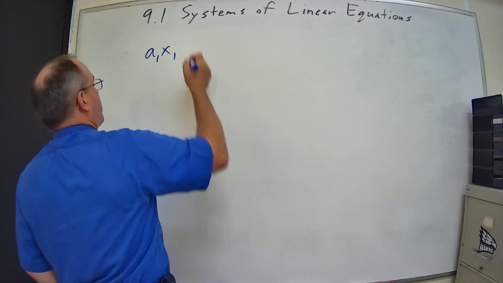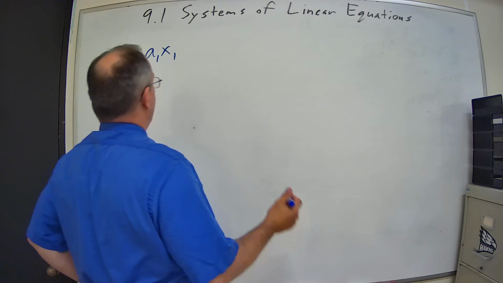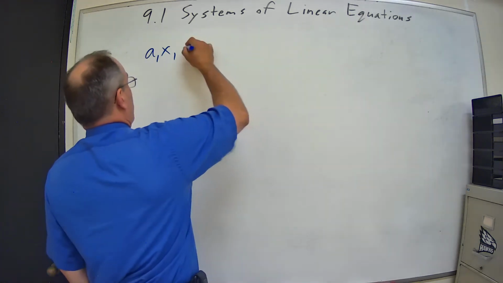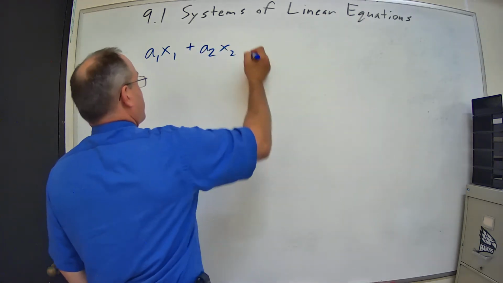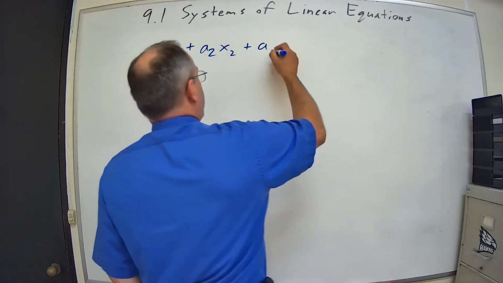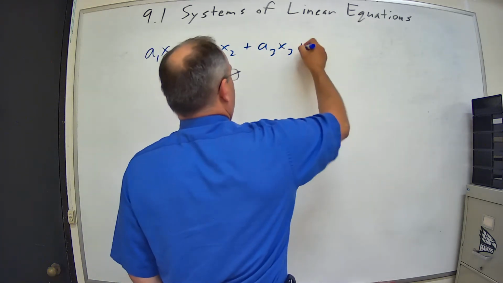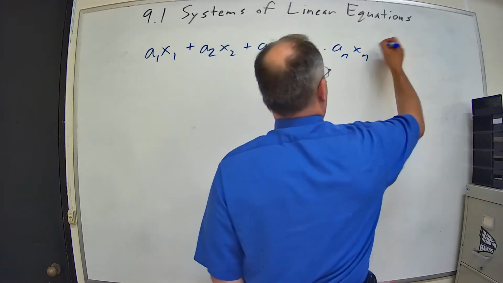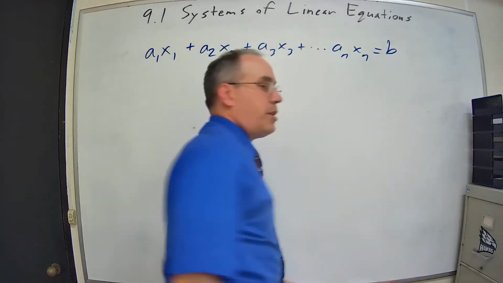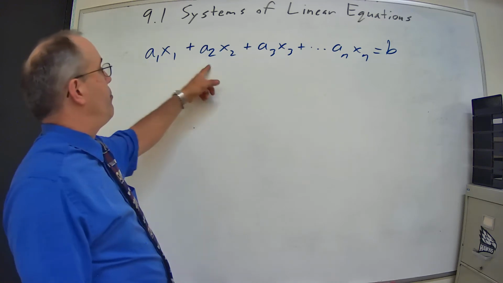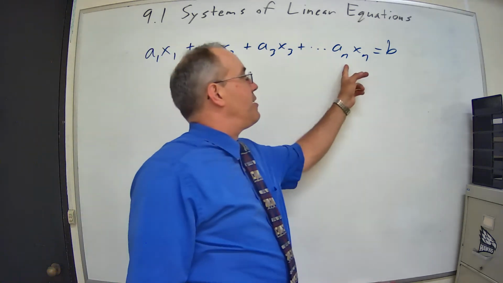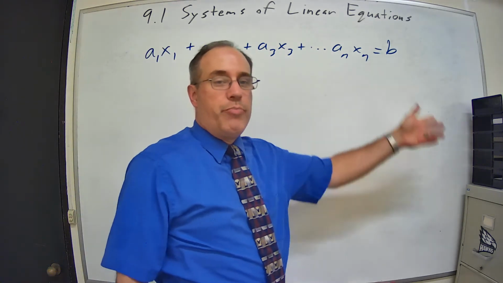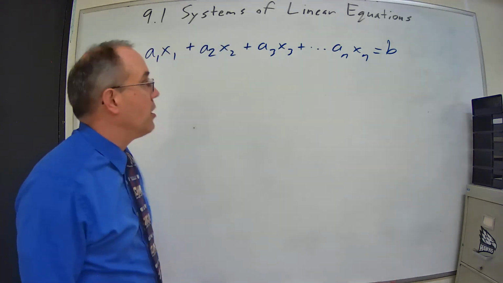1 x sub 1 plus a sub 2 x sub 2 plus a sub 3 x sub 3 plus dot dot dot a sub n x sub n is equal to b, where a1, a2, a3, through a sub n and b are all real numbers.